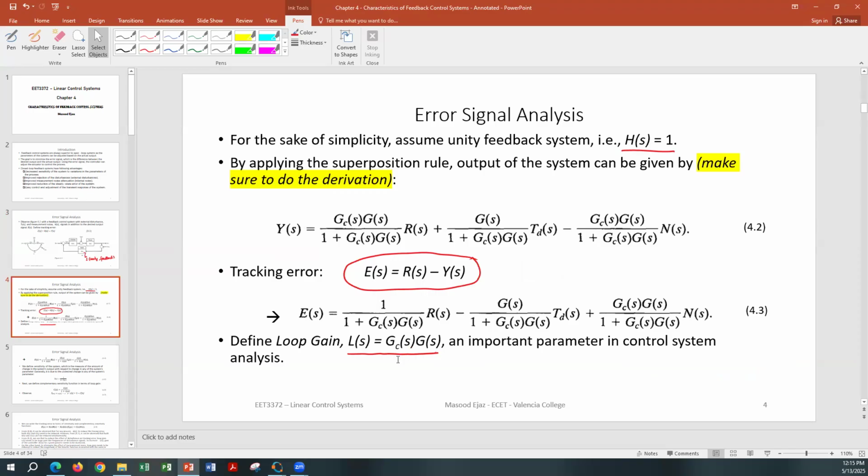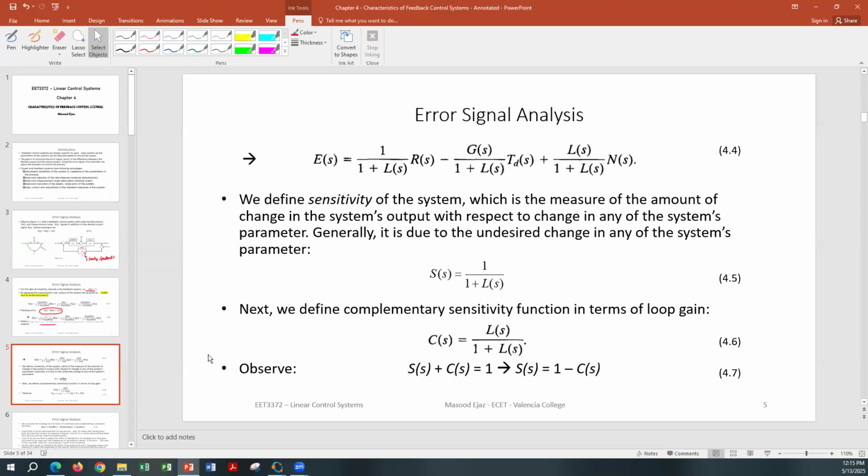And loop gain is an important parameter in control systems. Wherever you have Gc(s)G(s), you can replace that by the loop gain, L. So all those Gc(s)G(s) are replaced by L(s). So all these are Gc(s)G(s), and in N(s), you have Gc(s)G(s) on top as well.